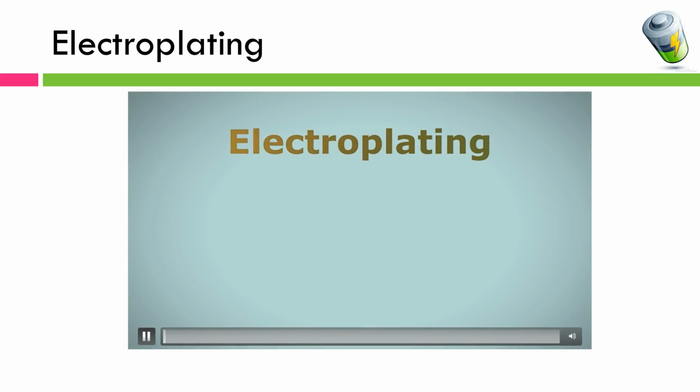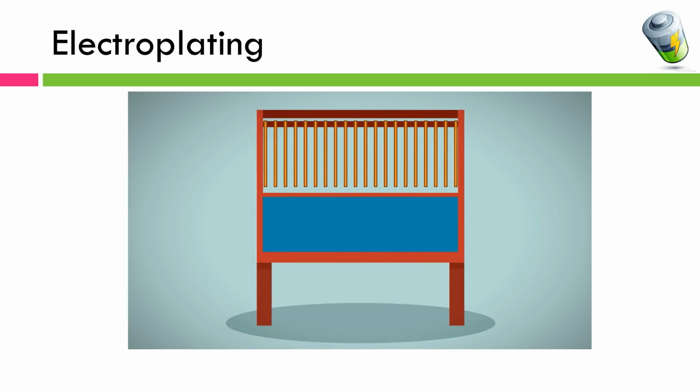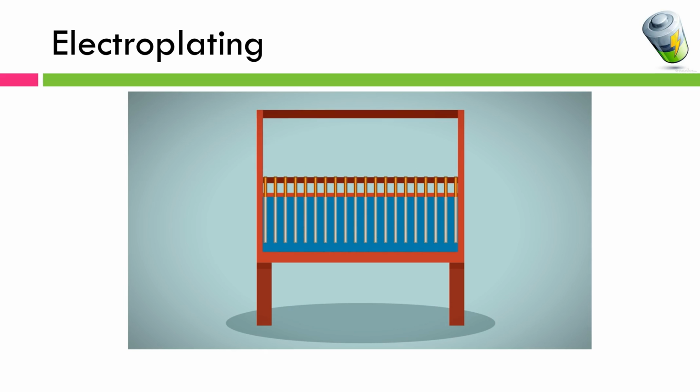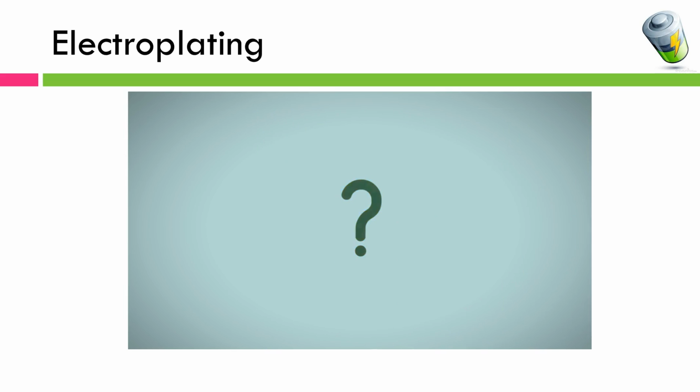In this video, we're going to learn about electroplating. Electroplating is the process of coating one metal object with another. It works by electrolysis, which is when electricity is used to drive a chemical reaction. We're going to look at why we would want to electroplate, how it works, and various conditions that need to be considered. So why would we want to do electroplating?